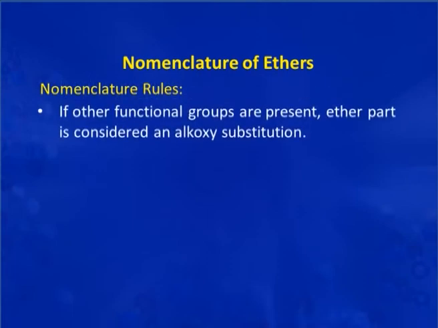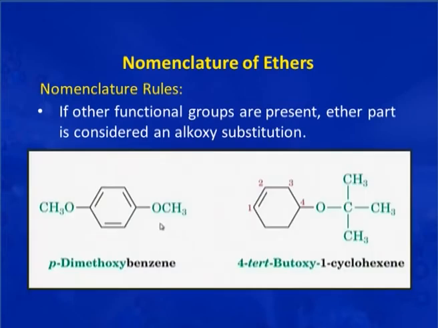A few more complicated examples here in which alkoxy groups are present along with some other functional group. Like for example, in this molecule you can see that we have 2 methoxy groups attached to the phenyl ring. The name given to the molecule is para-dimethoxybenzene, that is at the para position of the benzene ring we have 2 methoxy groups.